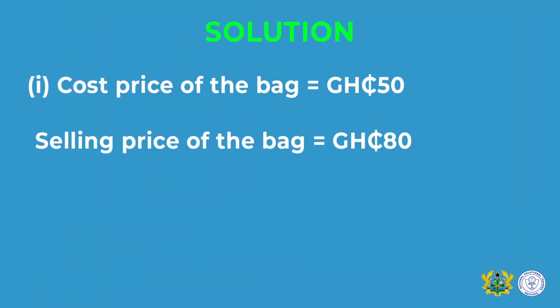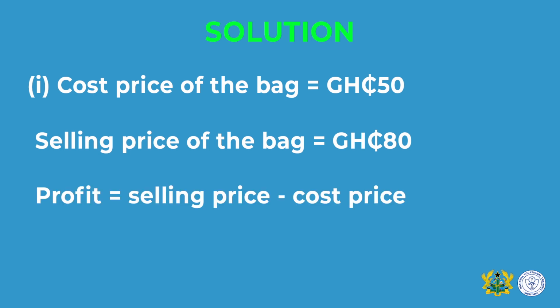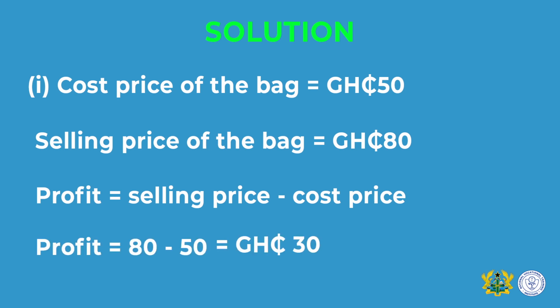Now, with the help of our formula, we can calculate this. So, what will be the formula? As can be seen on the screen, profit is equal to selling price minus cost price. We've been given the selling price of the bag, and we've also been given the cost price of the same bag. So by substitution, we will get profit being equal to 80 minus 50, and that will give us 30 Ghana cedis. So that is to say, the trader made a profit of 30 Ghana cedis.